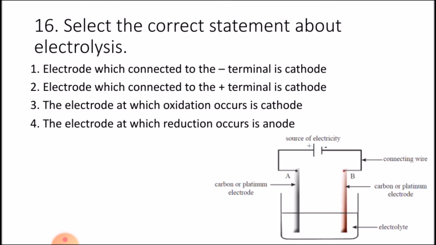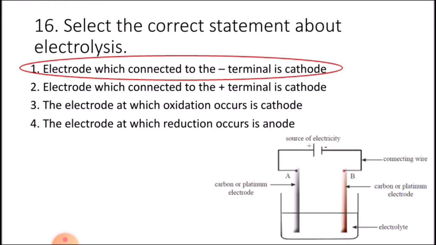Then the electrode at which oxidation occurs is the cathode. No, oxidation always takes place at the anode. And the electrode at which reduction occurs is the anode. No, reduction always takes place at the cathode. Therefore, the answer is the first one.